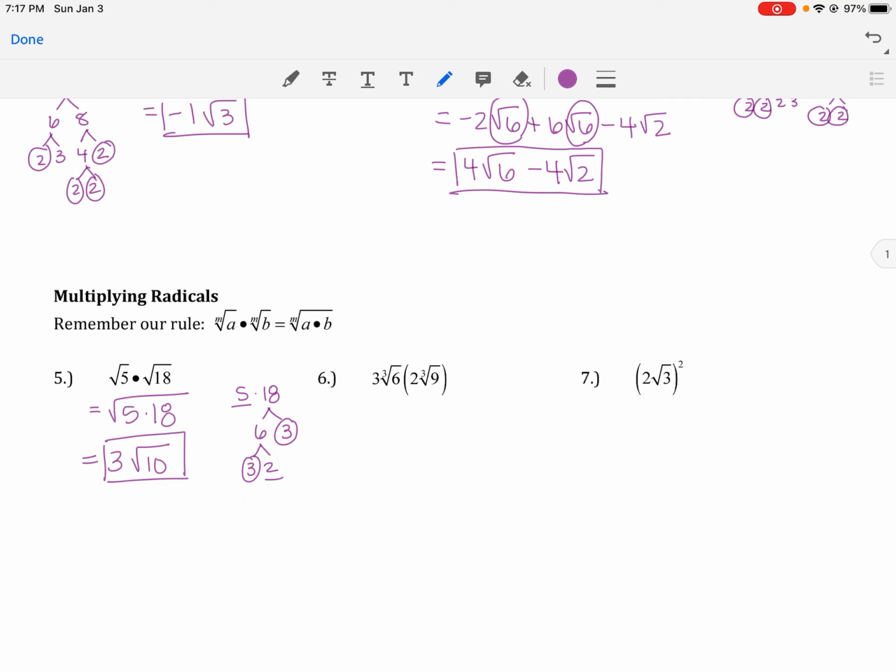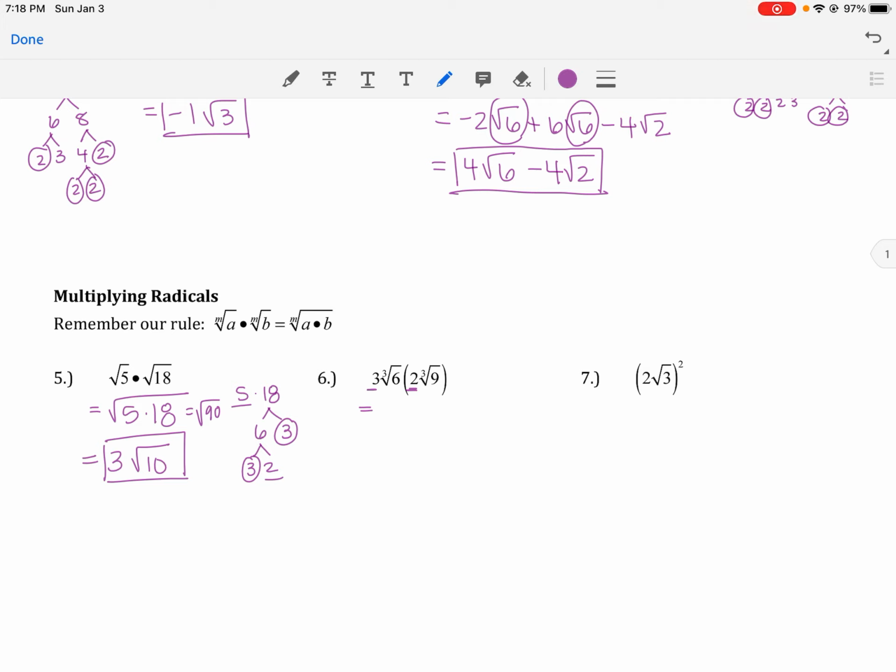Or you could multiply it out and say this is the same as the square root of 90, oh sorry, wrong number, 90, and then simplify it from there. Either way works. Okay, this next one is a little trickier because there's numbers out front as well.